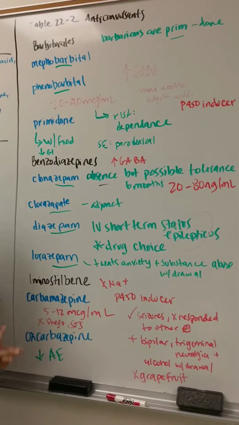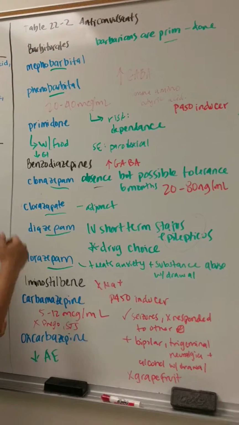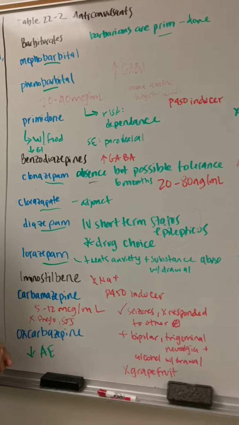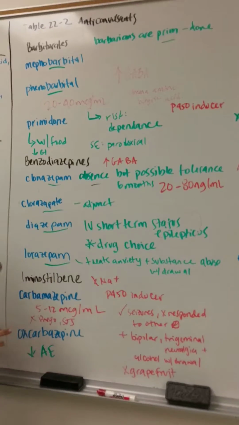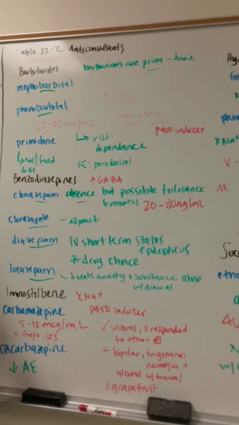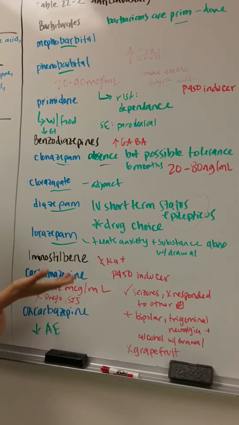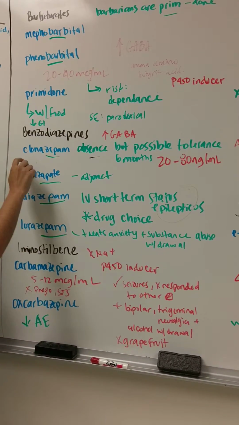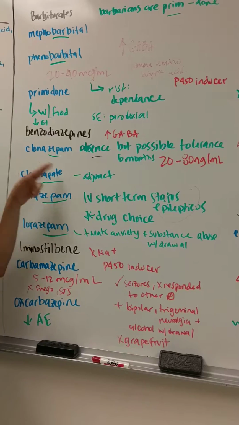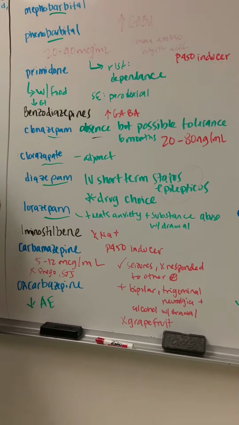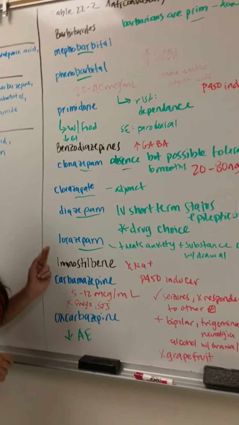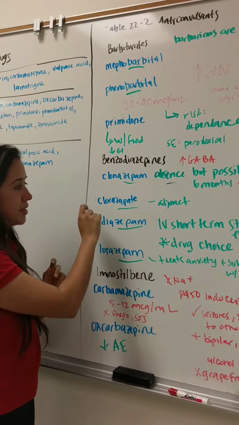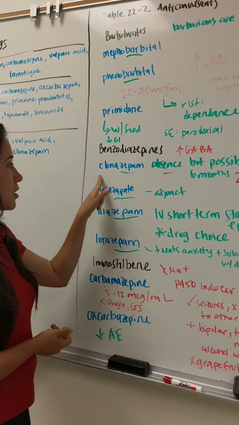The next class is benzodiazepines, and those also increase gamma aminobutyric acid, and they end in zepam. So that's a common suffix. This is actually an appropriate suffix. I know I've made up inappropriate suffixes before, but this is actually an appropriate one. The zepams: clonazepam, clorazepate, diazepam, lorazepam.